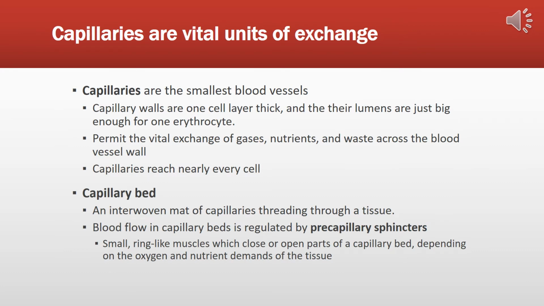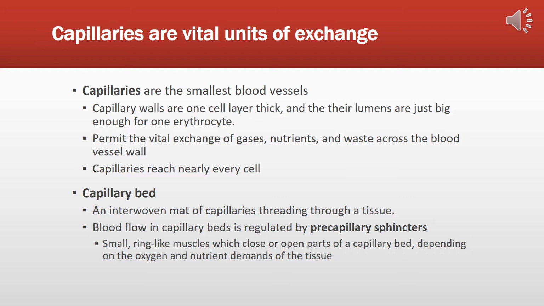Capillaries are the blood vessels through which oxygen exchange occurs, and they are the smallest blood vessels. And if you wrote down that capillaries are 2 cell layers thick, you better make that 1, because they're only 1 cell layer thick. And their lumens are just big enough for 1 erythrocyte or red blood cell to cross through. And like I said, due to this 1 layer, they permit the vital exchange of gases and also nutrients and wastes across the blood vessel wall.